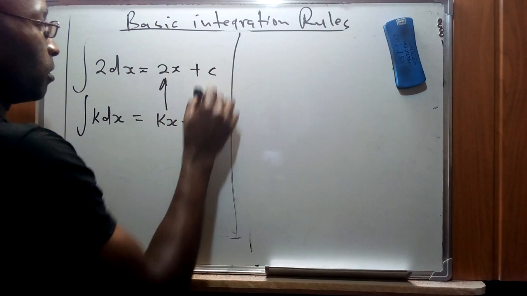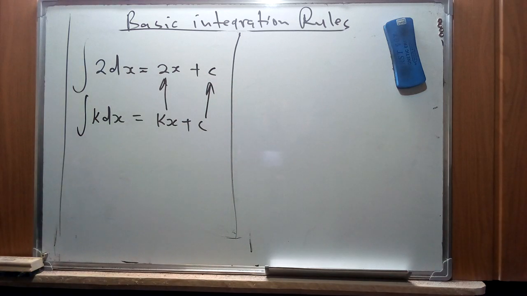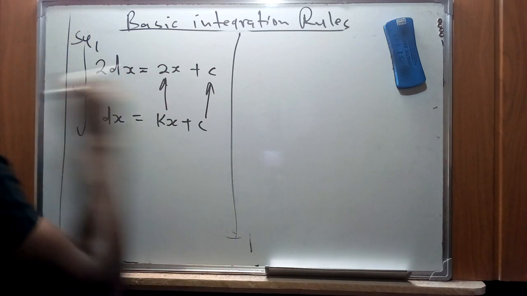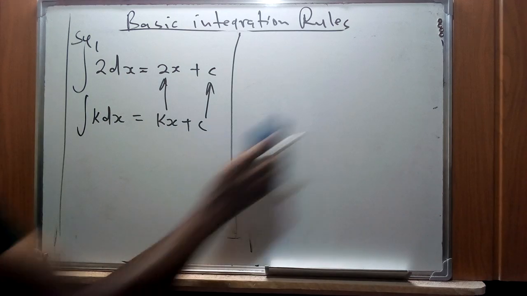So we can just try to see the relationship that existed between the first constant integral rule and the question that we have been given for 1. So that is how we're going to find it.